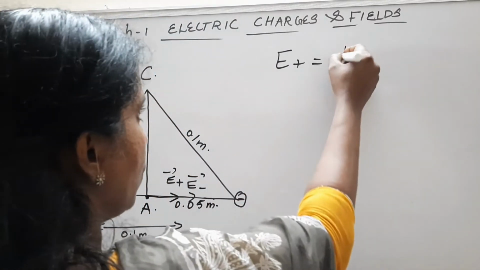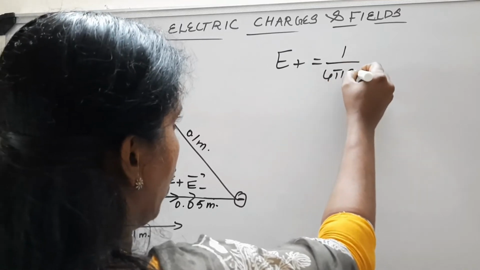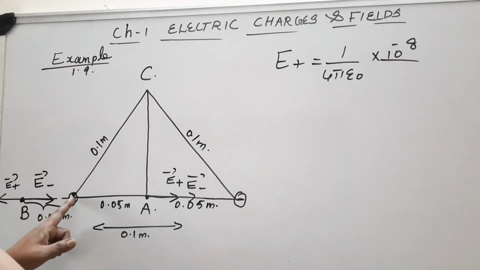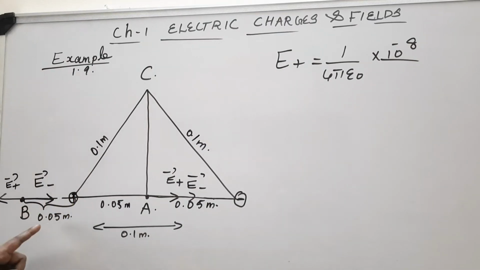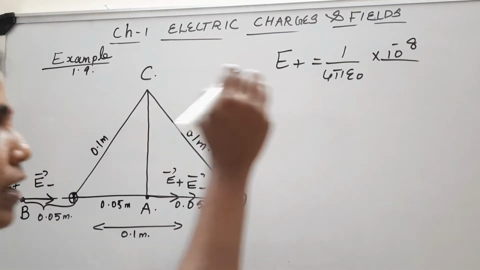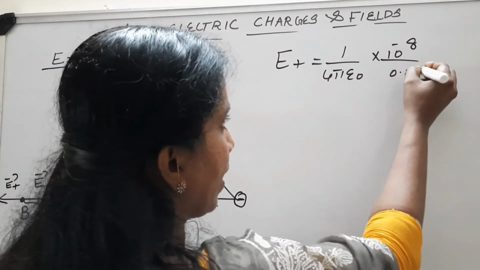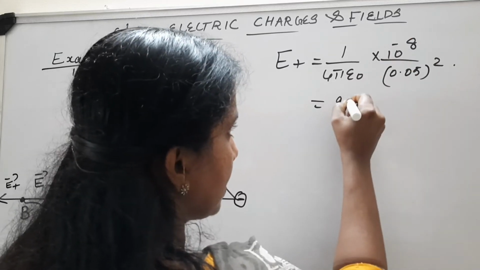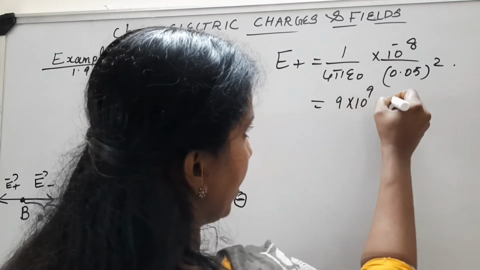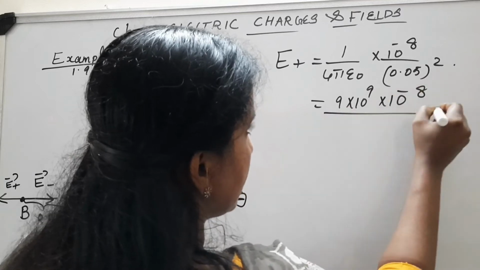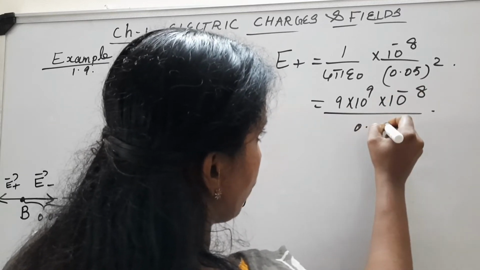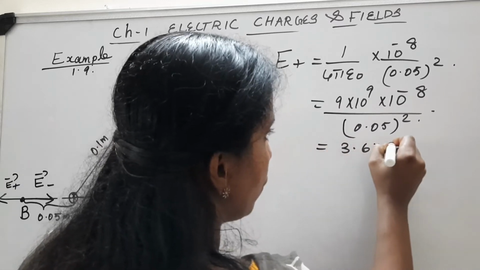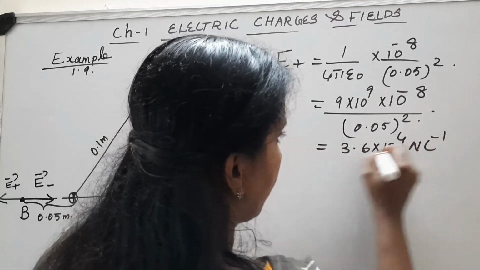So what is E plus? E plus is equal to 1 by 4 pi epsilon 0, Q is 10 raised to minus 8. Due to this charge to the point B, the distance is 0.05, so 0.05 whole square. It is the same as we got earlier: 9 into 10 raised to 9 into 10 raised to minus 8 divided by 0.05 square. You will get 3.6 into 10 raised to 4 Newton per Coulomb.